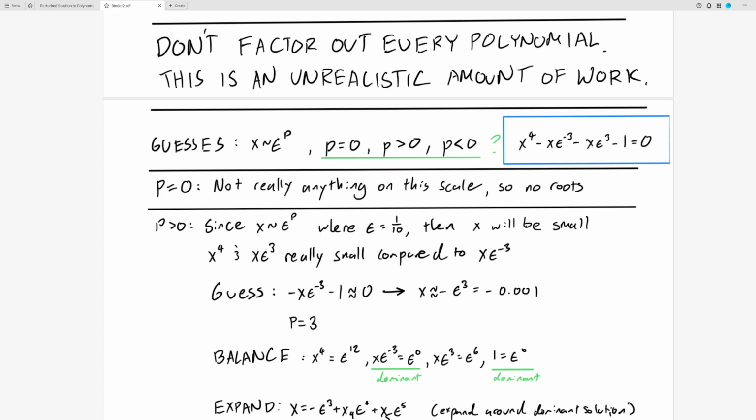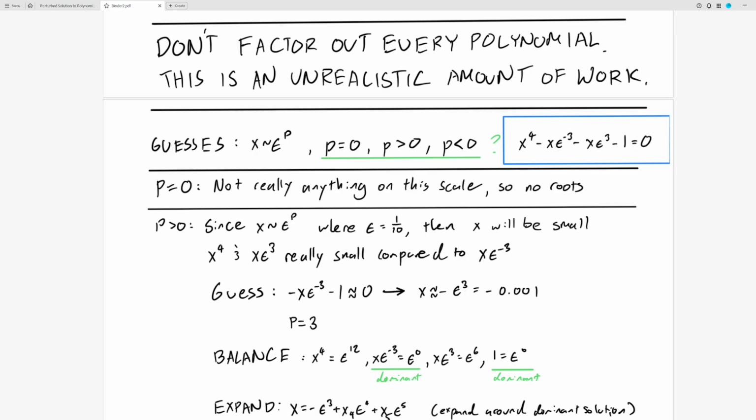So over here, we're going to try using p equals 0 for now. If we set x on the order of epsilon to the p equals 0, then x is on the order of 1, right? So let's see if there are any actual solutions to this. Well, we have 1 over here. We have x on the order of 1, so epsilon to the third is going to be really small, and epsilon to the negative third is going to be really large. And then over here, we're going to have something like 1 to the 4. And at the end, you're going to have something like 1 minus 1 equals 0.